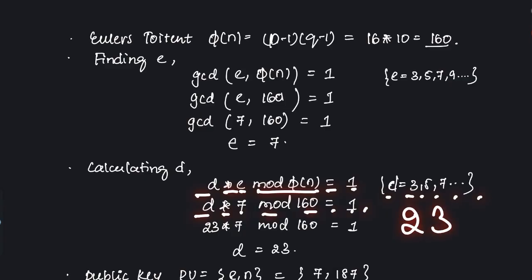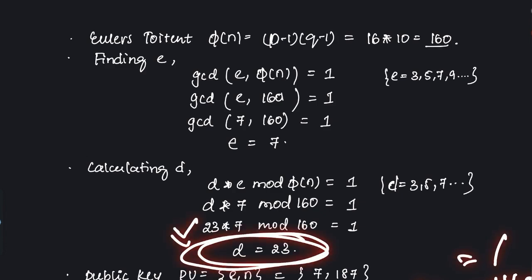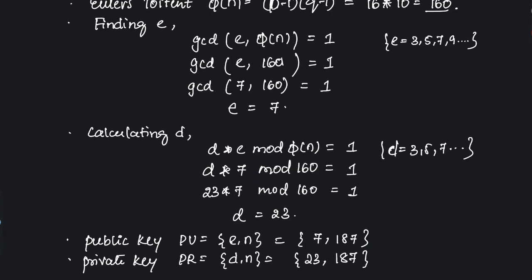So if I substitute 23 into 7 mod 160, I will get 161 mod 160, which is equal to 1. So there D is equal to 23 is the perfect number which I can fit here. Okay, so I have obtained my keys. So the first one was E is equal to 7 and D is equal to 23. Let me write down them in this format.